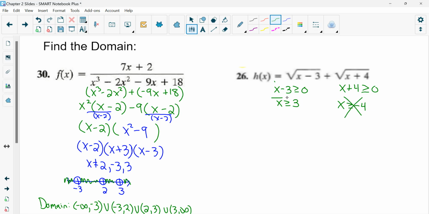And we're just going to say, all right, that's going to be the inequality we're using because it works for both of them. And so as we go and do our domain, okay, 3 is the lowest we can do, and it can equal 3, and then it would go to infinity.